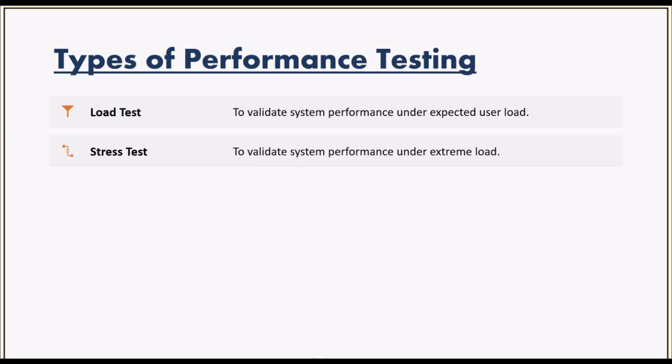Next is stress test. In stress test, we test the system with more than expected user load or extreme load. Objective is to find how the system behaves when there is an extreme load condition.